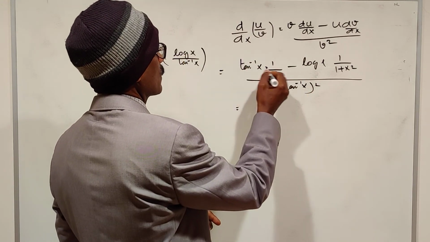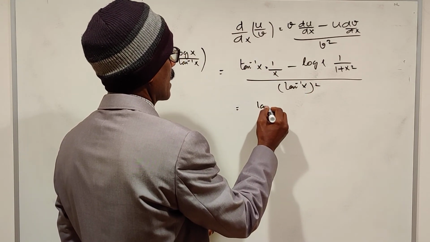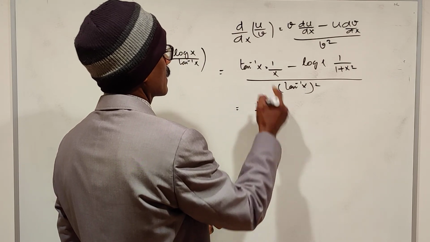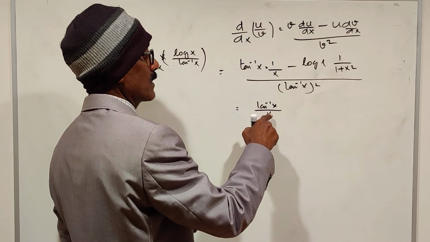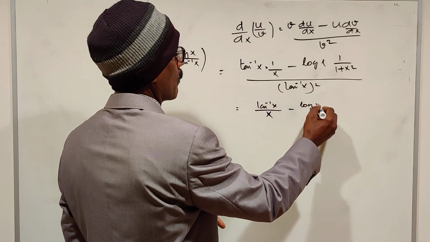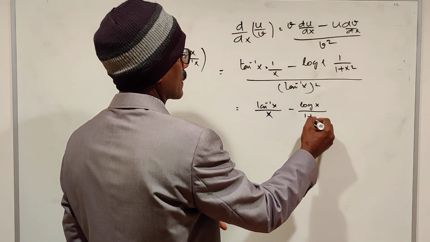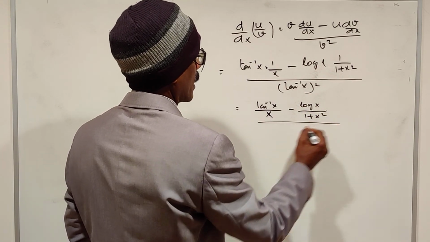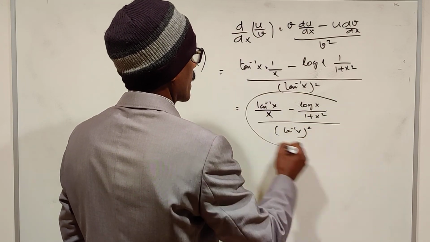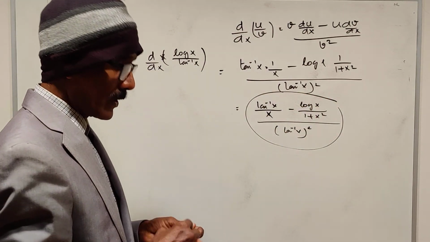This is tan inverse x divided by x, minus log x by 1 plus x square, divided by tan inverse x the whole square. Just leave it like that. That is the answer.